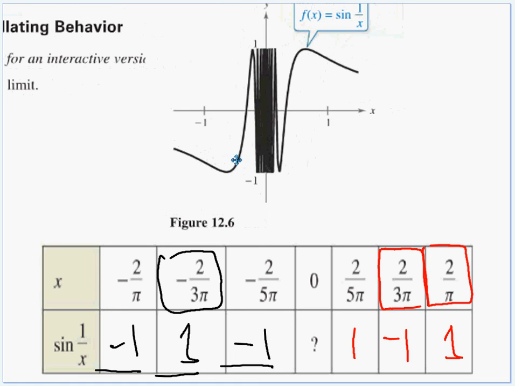And the thing is, the closer we get to the y-axis, the faster the oscillation becomes. The closer we get, the faster it's going. It's going to bounce back and forth without ever touching the y-axis.